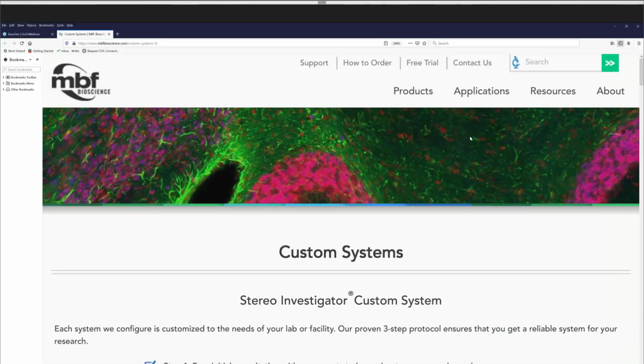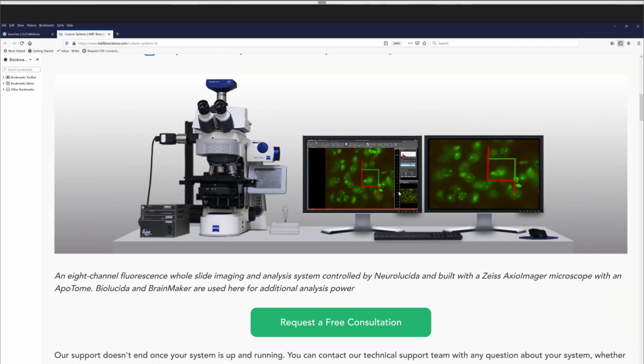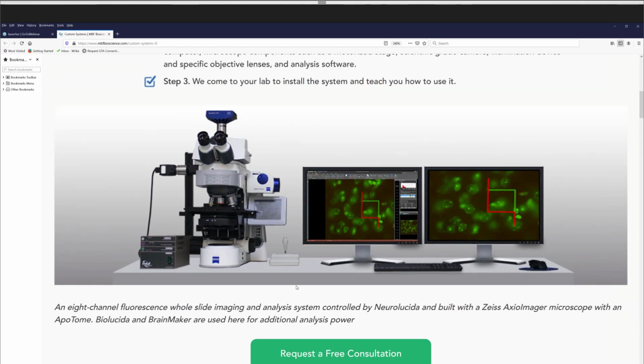Here is a typical system. This shows the hardware that you might be using that's connected to Stereo Investigator. There's a microscope and a camera. This is an apotome, which is structured illumination. That's a type of fluorescence that we can use. This controls the stage. We can't see, but in the back there's a bright field light source, so we can of course use bright field.